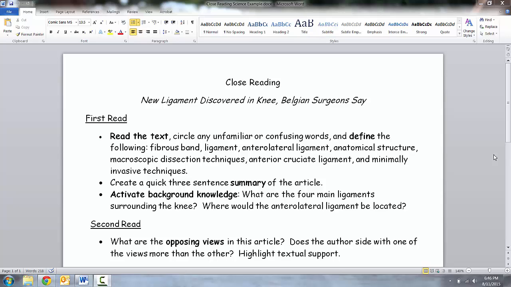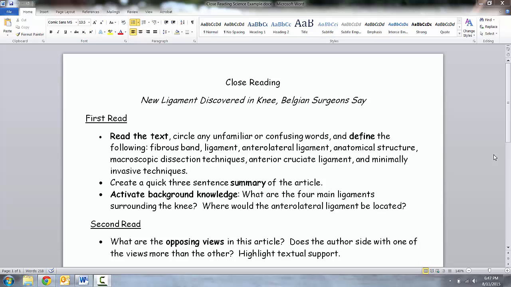This would be used in my senior anatomy and physiology class. For my students' first read, I would have them read the text, circle any unfamiliar or confusing words, and define the following vocabulary. Some of these terms they will know already, some of them they won't know, some of them they should know, but either way they should be defining all of those.